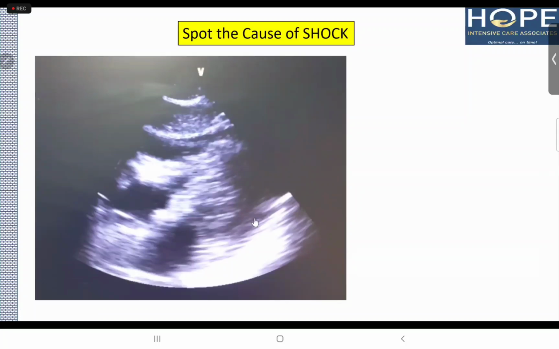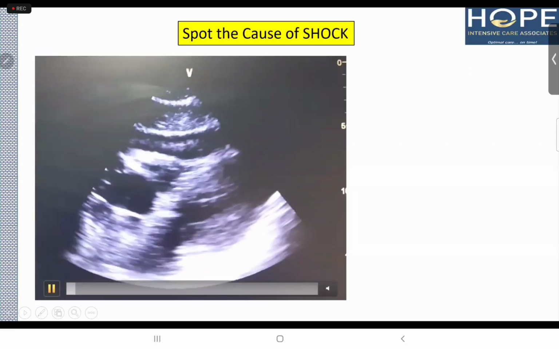For the next 4-5 slides, I'm just projecting one image. You can comment in the chat box. What do you feel? And then in a couple of seconds, I will tell you the answer. What is this?